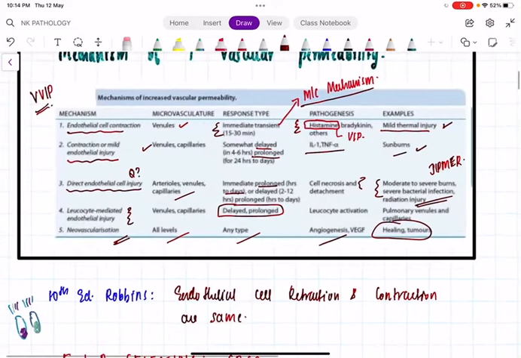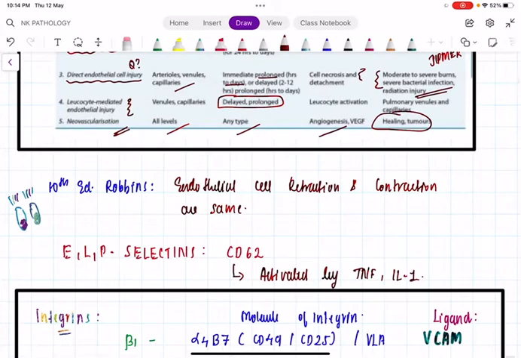Yes. Then, as per the 10th edition of Robbins, earlier in the 9th edition, it was mentioned that there were 2 terms, endothelial cell retraction and contraction. But as of the 10th edition of Robbins, both endothelial cell retraction and contraction remain the same. That is the most common mechanism, that is immediate transient response.